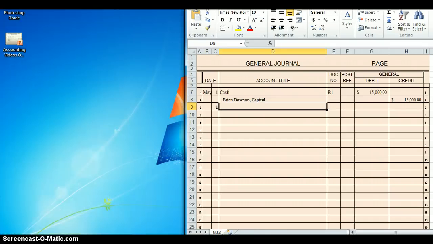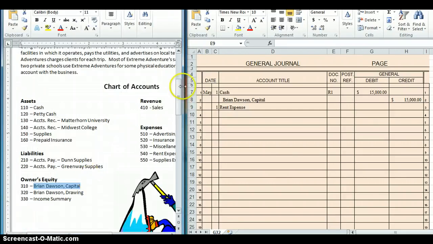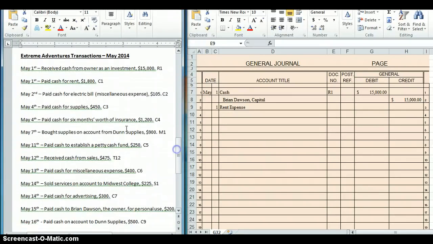So, back to my cheat sheet. Expenses are always a debit, every time. So I'm going to put rent expense. Back to my transactions. Oh, if I can get it to work. Here we go. Back to my transactions.